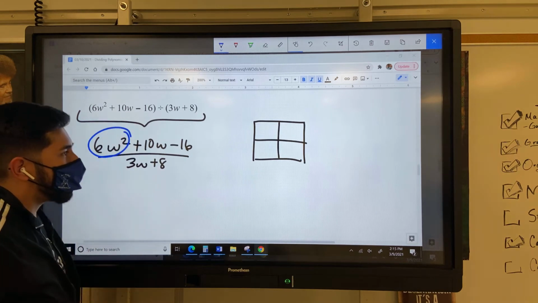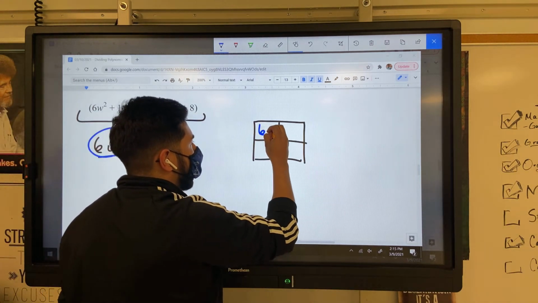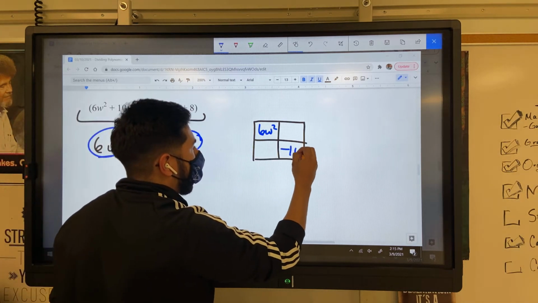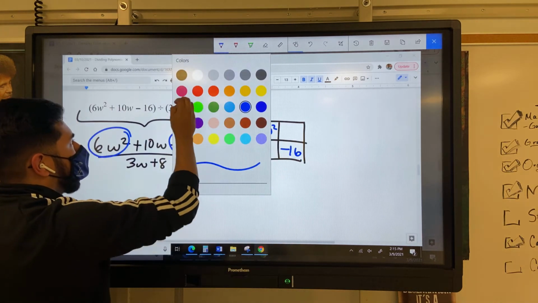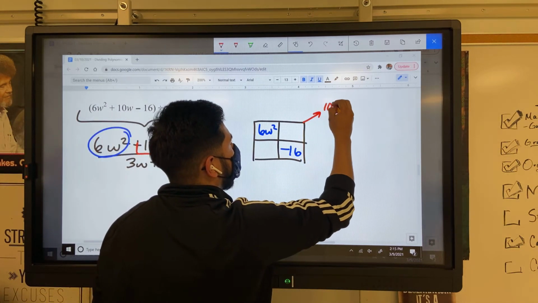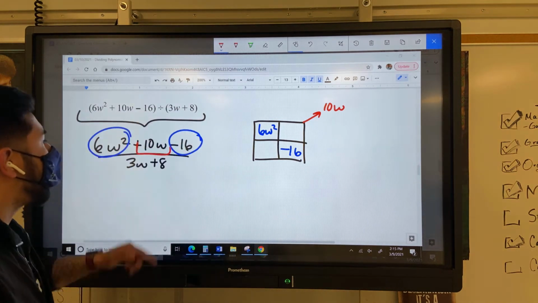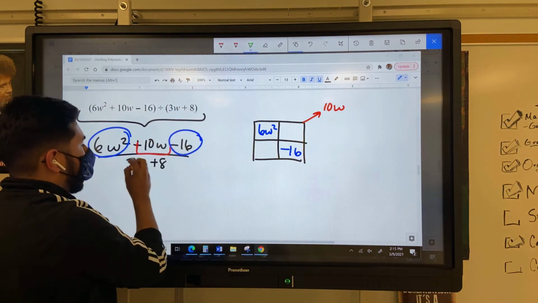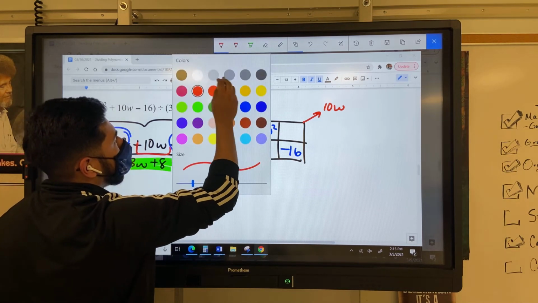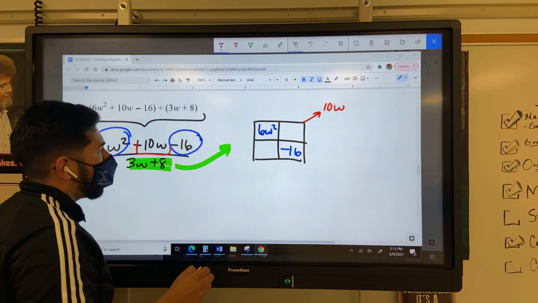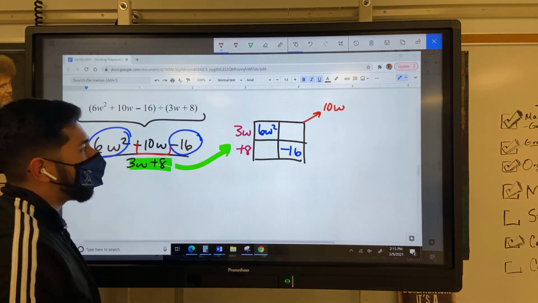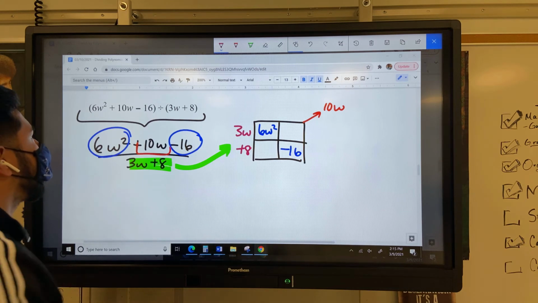Still same thing, 6w squared, negative 16. We should know that the middle adds to 10w. And then 3w plus 8 goes right here on this side because Mr. Ramirez likes it that way. And now let's do it.